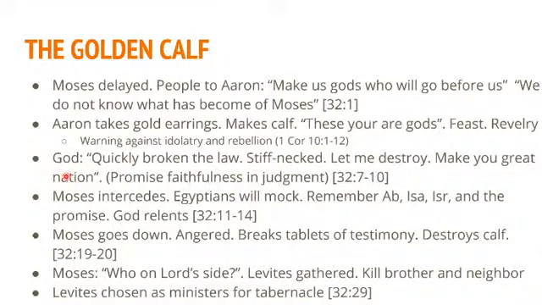And that's when the Lord said to Moses, listen, these people have quickly broken the covenant that I had just made with them. And he says, these are stiff-necked people. Leave me, let me destroy all of these people. That's what he's saying to Moses.